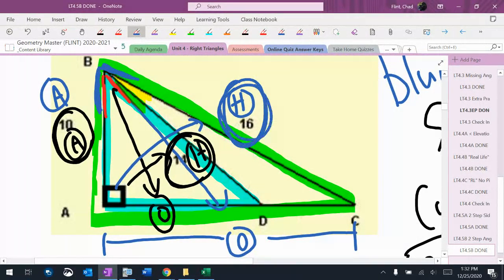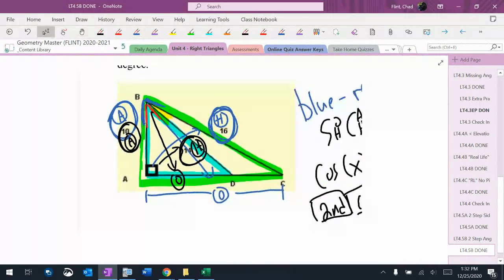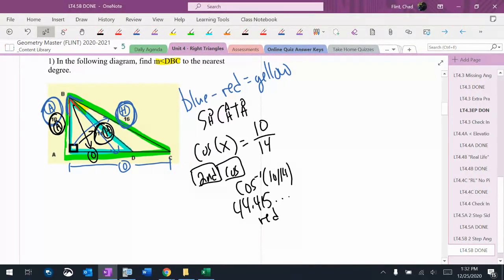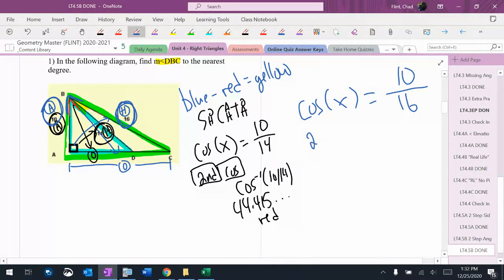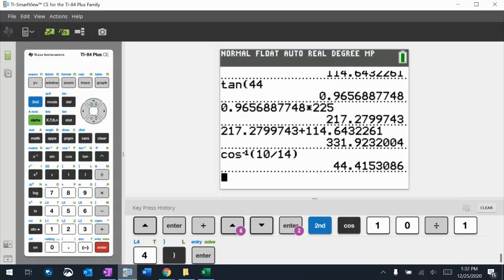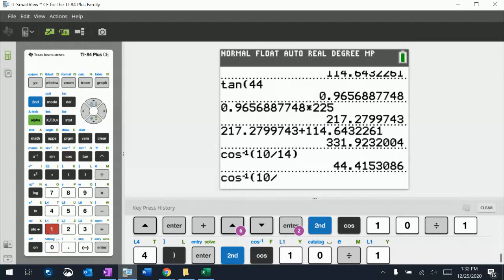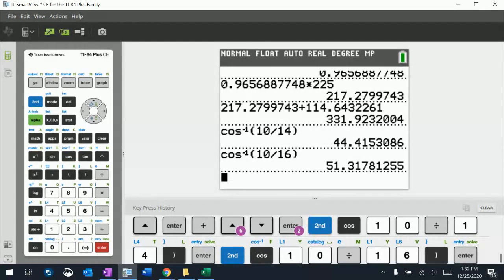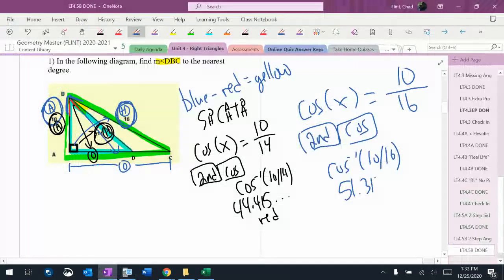Now, what sides am I going to use? I have the hypotenuse and I have the adjacent with this. It is much more likely for this kind of problem that you might end up using a different sine, cosine, or tangent for each part, because the sides are going to be different based on the triangles. Here it's the same, because that's going to be cosine again. The 10 goes on top, the 16 goes on the bottom, the x is in parentheses. I'm looking for the angle, and whenever I'm looking for an angle, it's a second function problem. So it's going to be cosine inverse of 10 divided by 16. So second cosine 10 divided by 16 gives 51.317, and that's going to be my blue angle.